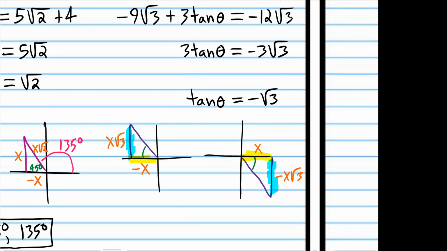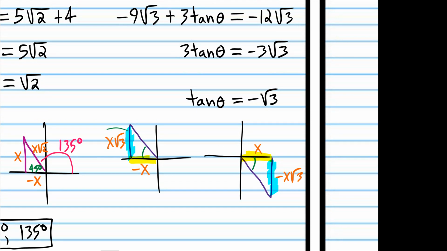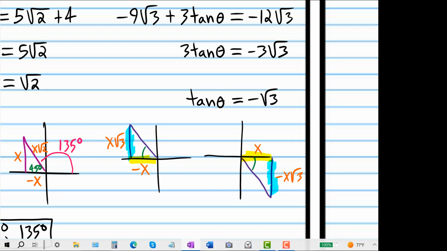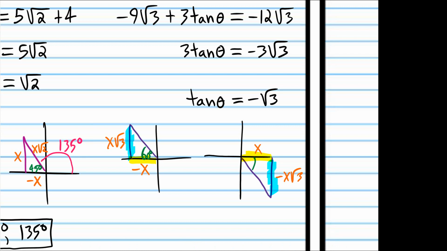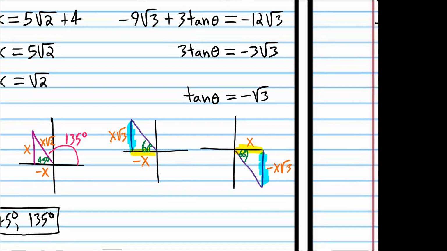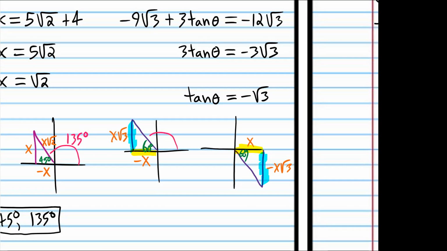And so we need to know the green reference angle. The angle opposite root 3 is always 60 degrees in a 30, 60, 90 triangle. So that angle is 60 degrees. This angle is 60. So 60 degrees is the reference angle, and this angle must be 180 minus 60, which is 120. And this angle must be all the way around like that. 360 minus 60 is 300 degrees. So those are the two solutions.